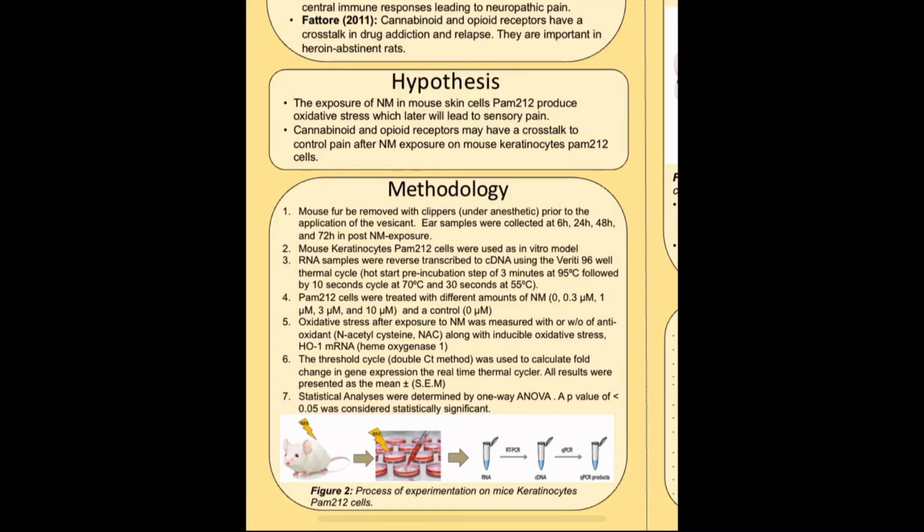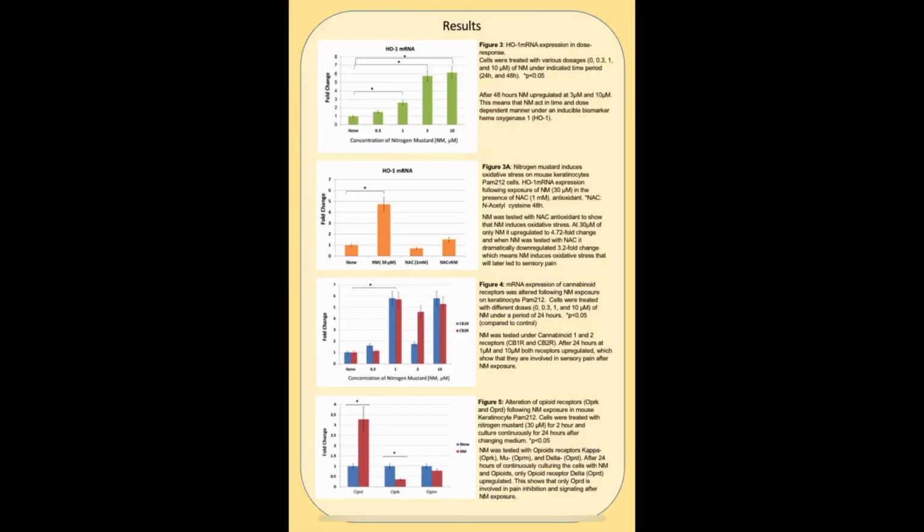For the measure of the fold change, we used the threshold cycle. All data is presented as the mean plus or minus, and statistical analysis was determined by one-way ANOVA. This led to our results, which in figure 3 showed that after 48 hours, nitrogen mustard upregulated at 3 and 10 micromolar. This means that nitrogen mustard acts in a time and dose-dependent manner.